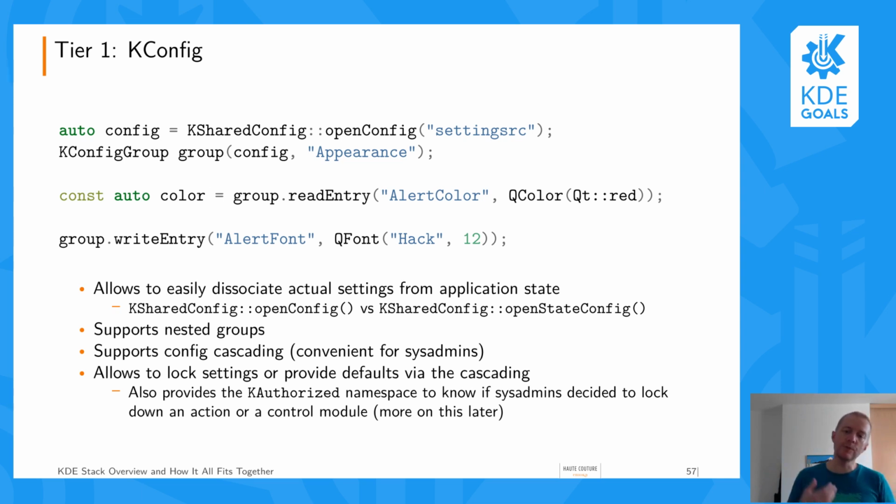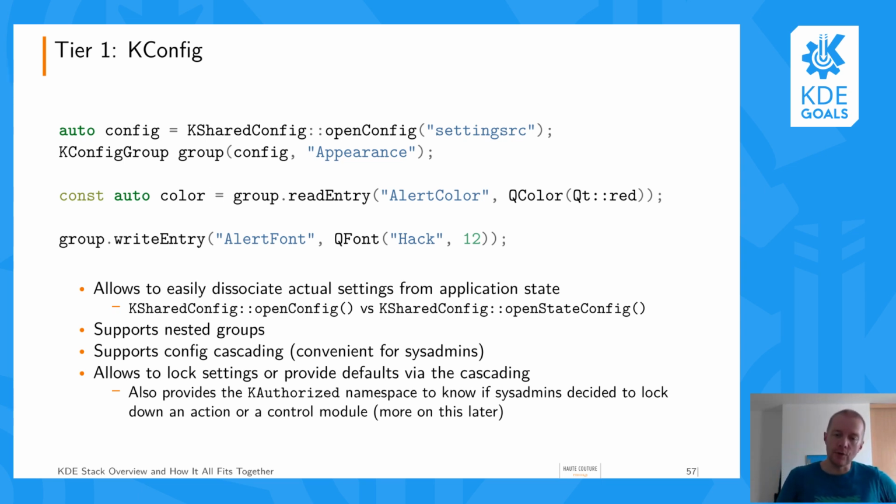We support groups, nested groups. There are also mechanisms which are convenient for sysadmins, like supporting config cascading. So you can have several directories where the config will be looked for, and then it will look in the parent if necessary, which is a good way to provide defaults which are not the application defaults, but you want to override, and then you want to allow users to change those again. That's actually possible with the cascading.